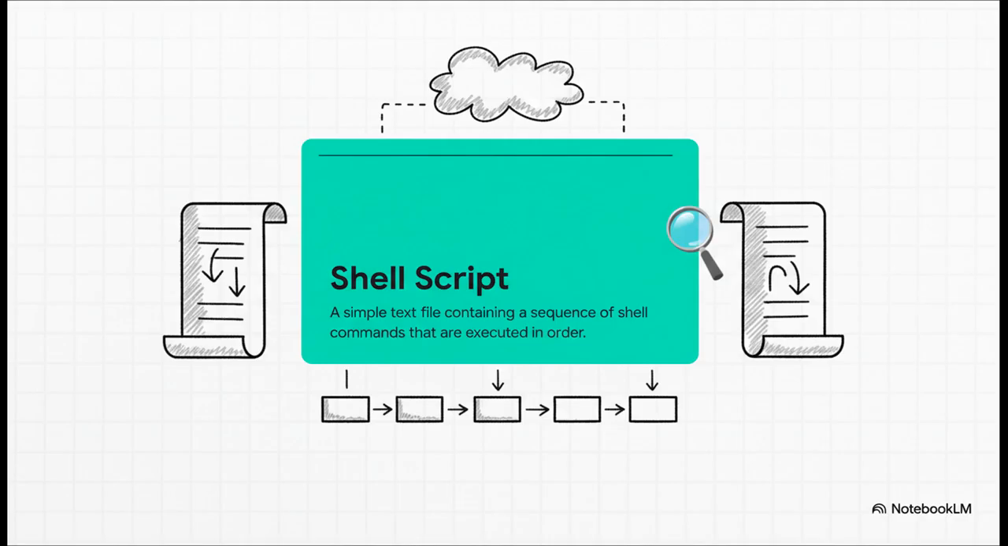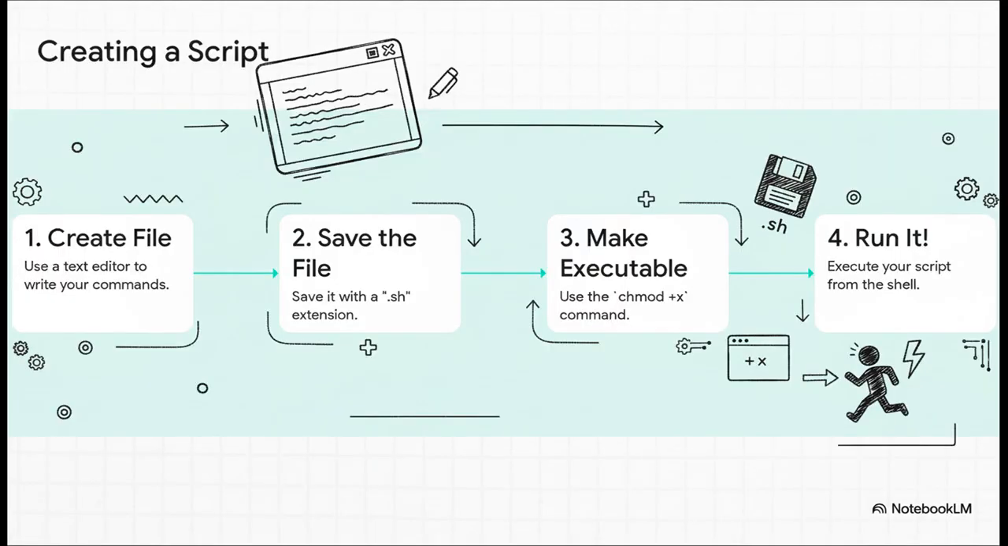Simple as that. And building your own automation is a pretty straightforward four-step deal. First, you just write your commands in any text editor. Second, you save the file, usually with a .sh at the end. Third, and this is important, you make it executable. You're basically just telling the computer, hey, it's okay to run this as a program. And finally, you run it. That's it. You've just built your first little piece of automation.